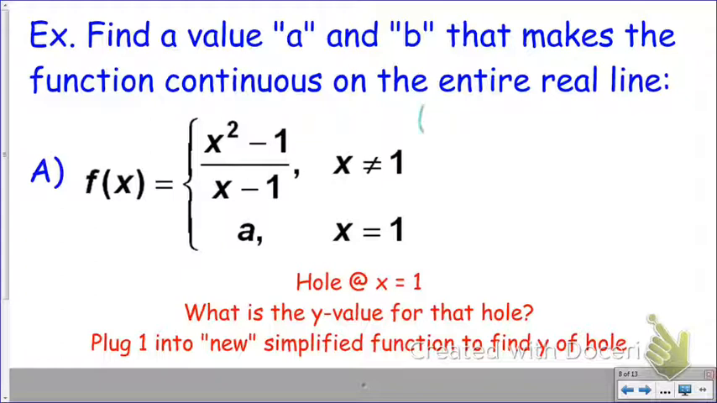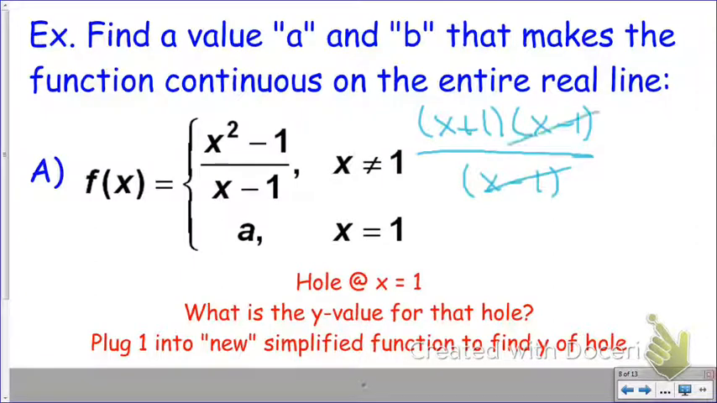So our numerator factors as a difference of squares, x plus 1 times x minus 1, over x minus 1. As we said, we have a removable discontinuity when x is 1. It means we simply just have a hole at that particular location. The function y equals x plus 1 is the same exact equation. We just need to take into account that the hole occurs when x is 1. So what is the y value when x is 1? Let's plug it into our new simplified expression and find out.